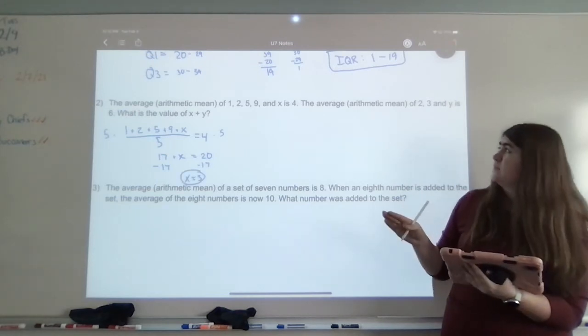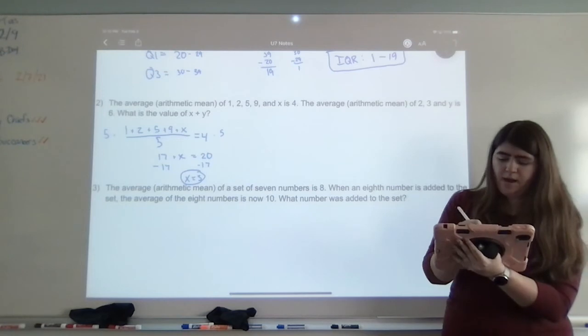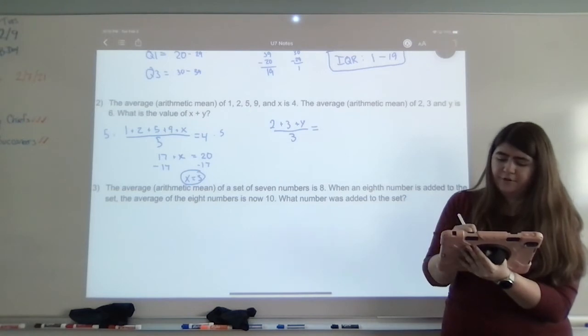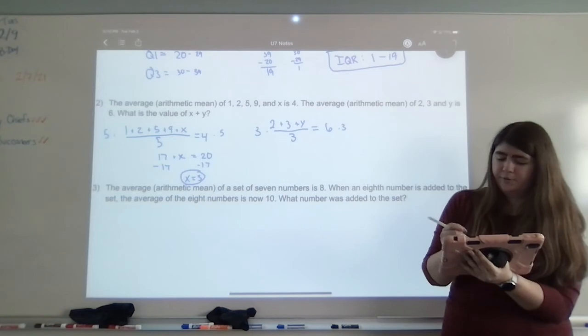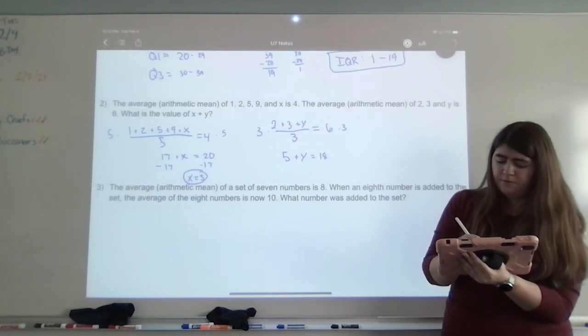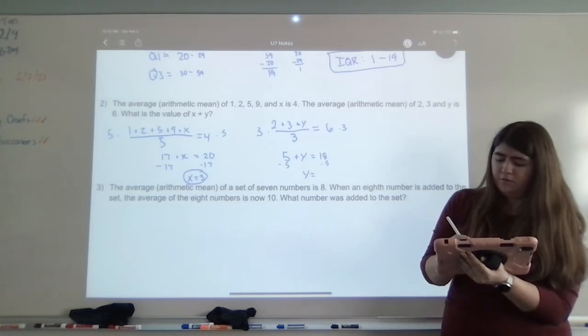And now I have to do the same thing for y. So I have 2, 3, and y. 2 plus 3 plus y, there's 3 data points there, divided by 3 is equal to my average of 6. I'm going to start by multiplying 3 out on both sides, and then 3 plus 2 is 5, so I have 5 plus y is equal to 18. Subtract 5 from both sides, y is equal to 13.